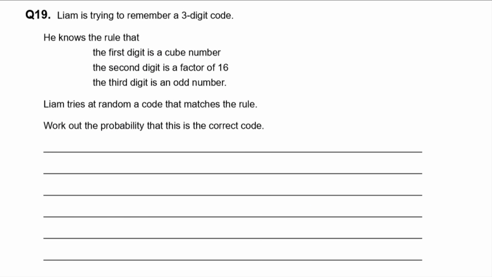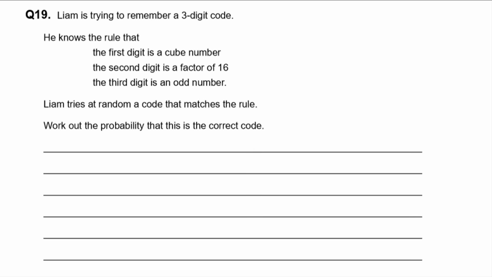Question 19. Liam is trying to remember a 3-digit code. He knows that the first digit is a cube number, the second digit is a factor of 16, and the third digit is an odd number. Liam tries at random a code that matches the rule. Work out the probability that it's the correct code.